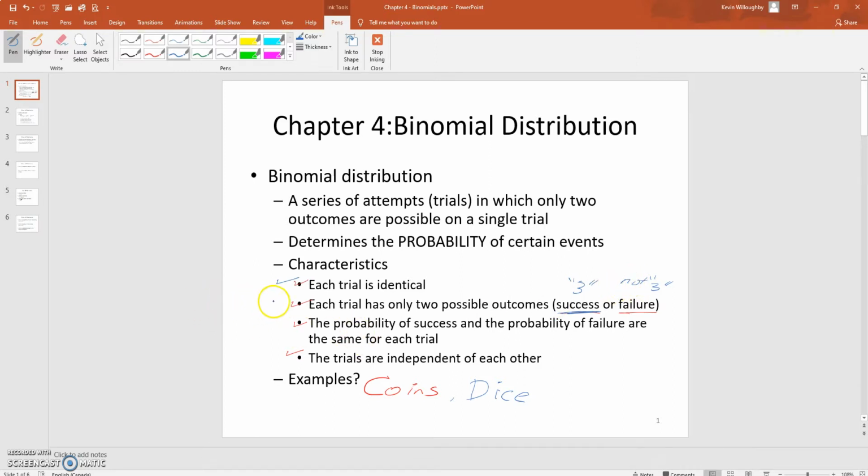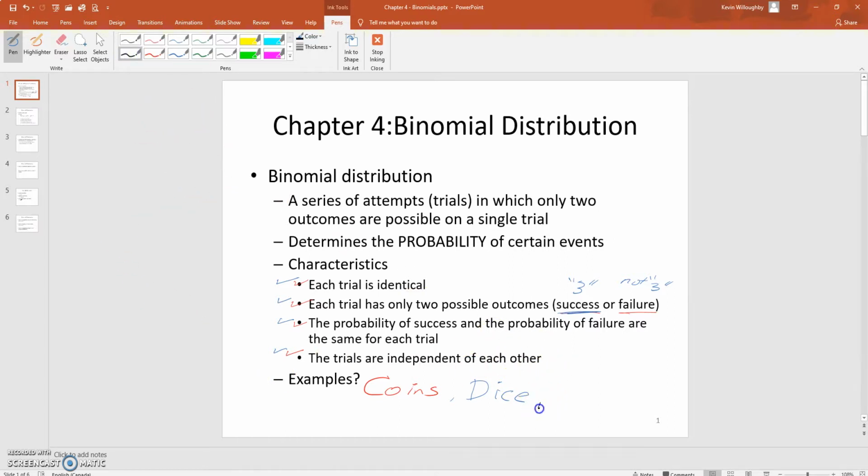So in this case, yes, rolling a die would be good for that second characteristic. The probability of success and probability of failure are the same for each trial. We roll one die, the probability of getting a 3 is 1 out of 6. Rolling the die again, the probability of rolling a 3 is still 1 out of 6. And the trials are independent of each other. The second die roll does not affect the third die roll, for example. So dice works in this case.